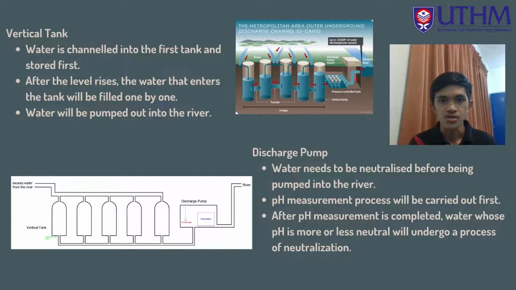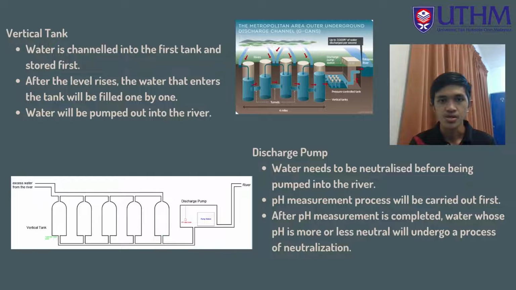When the water reaches the discharge pump, it will automatically undergo a neutralization process in the presence of a pH electrode. The pH measurement process will be carried out first to ensure that the pH of the water is more or less than the value of 7. After the pH measurement is complete, the water whose pH is more or less neutral will undergo a process of neutralization until the pH of the water reaches near pH 7 or exactly the value of 7.